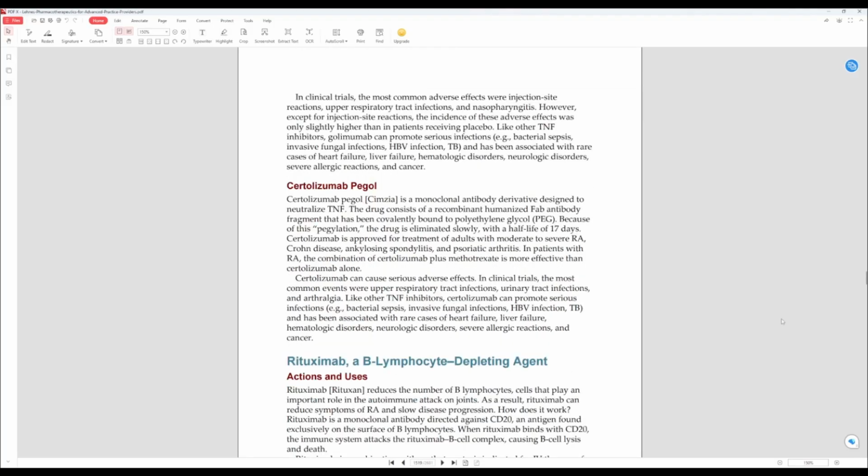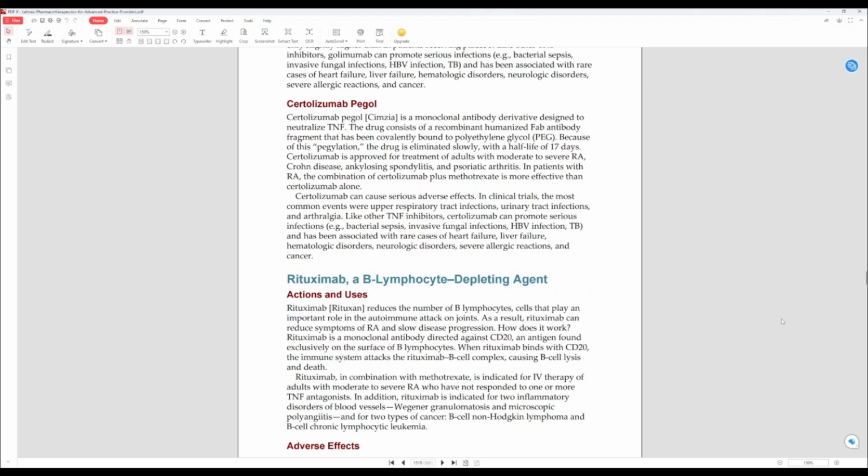During clinical trials, the most common adverse effects were injection site reactions, upper respiratory tract infections, and nasopharyngitis. However, except for injection site reactions, the incidence of these adverse effects was only slightly higher than in patients who received the placebo. Like other TNF inhibitors, golimumab can promote serious infections and has been associated with rare cases of heart failure, liver failure, hematologic disorders, neurologic disorders, severe allergic reactions, and cancers.